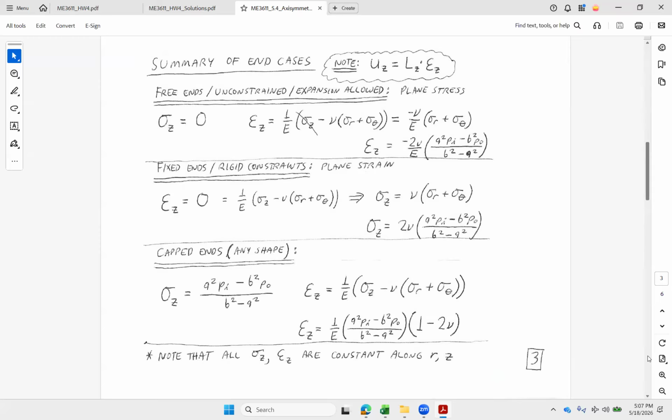And then we had 3 different end cases. We're going to try each one. Fixed end is going to be our pipe. Free end will be our hydraulics line on the aircraft that runs into a reservoir. And then we'll have a capped end case, which is good for things like pressure vessels and submersibles. So we'll try each of those 3. And then we can run into our press and shrink fits.